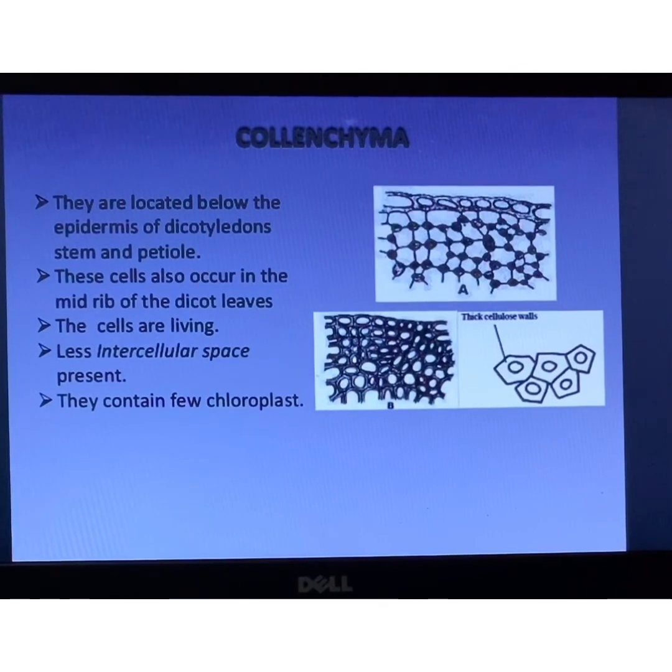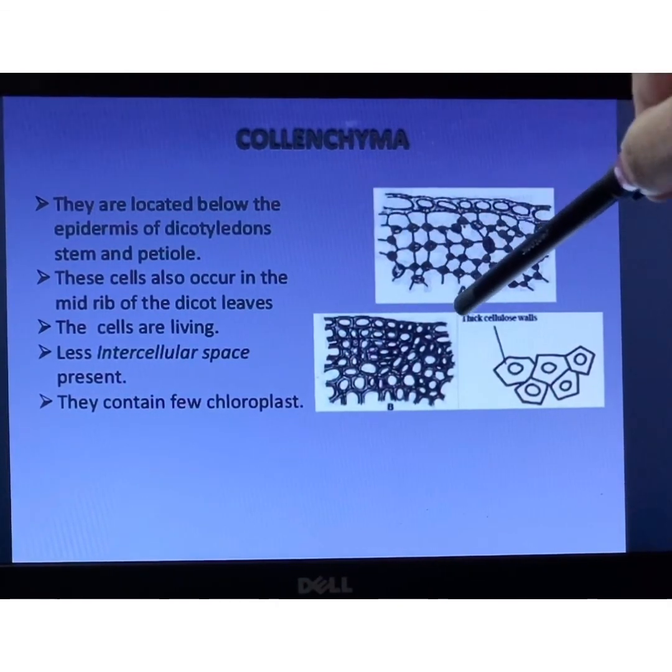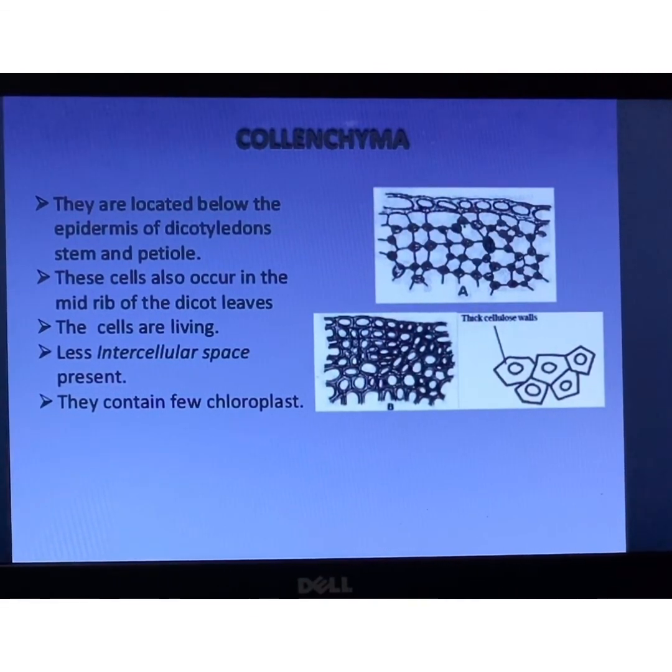Collenchyma cells, or the collenchyma tissues, are found beneath the epidermis in all the green parts of the plant. Now that is very specific. Here they have mentioned dicotyledon stem and petiole. So they will be present in all the tissues which are green. The cells are longer than the parenchyma cells, and these cells also occur in the midrib of the dicot leaves. Now these cells again are living cells.